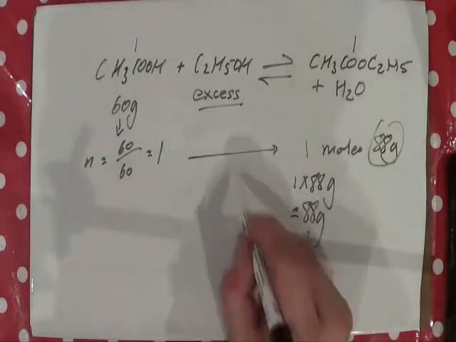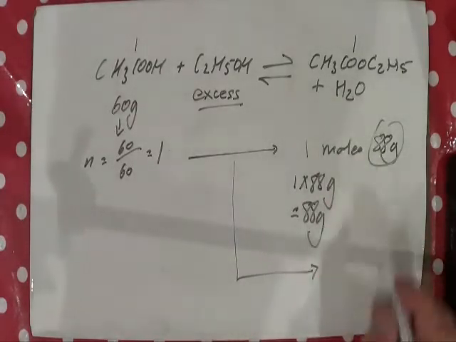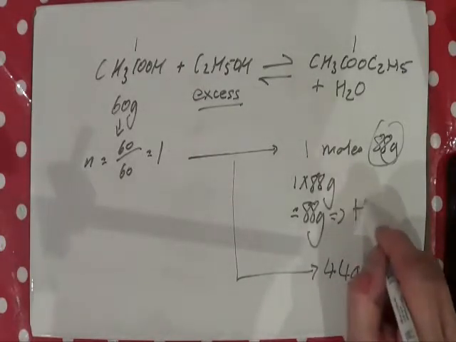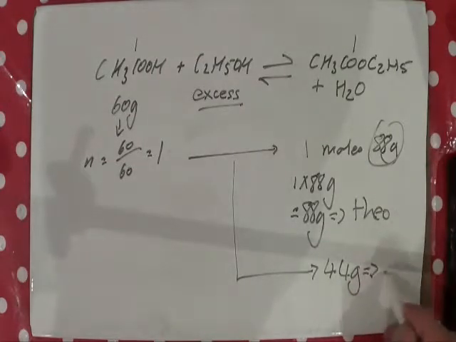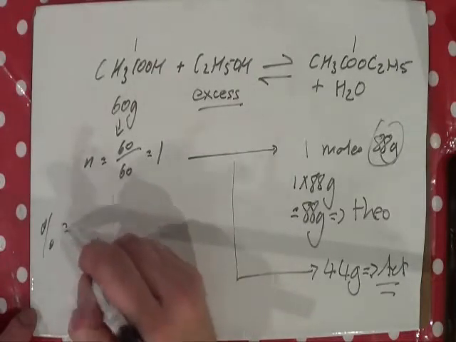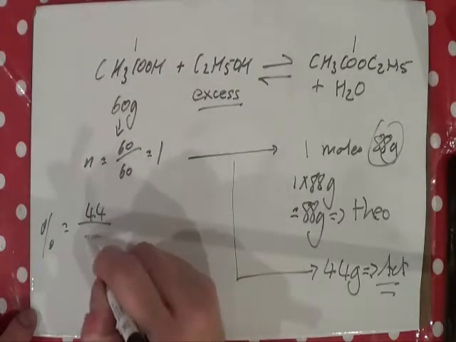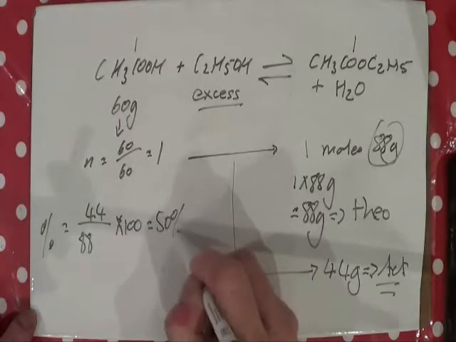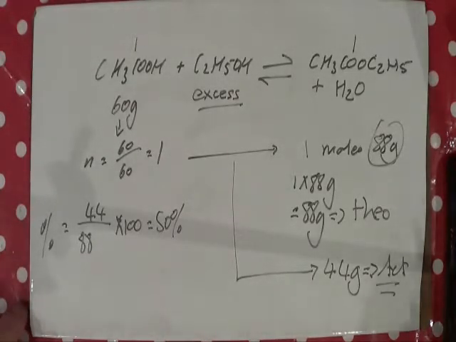Well, let's say the chemist who was doing it actually weighed out how much of this they did actually make, and they made 44 grams. So this is my theoretical yield. This is my actual yield, in other words, how much I actually made. So we've got to then do our percentage yield calculation, which is actual, which is 44, over theoretical, which is 88, multiplied by 100, so that is 50% yield.